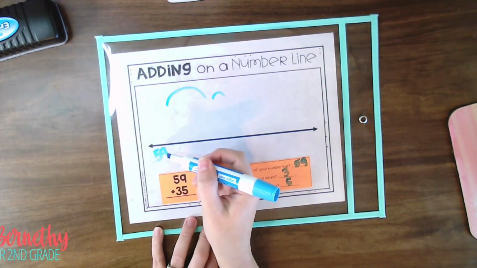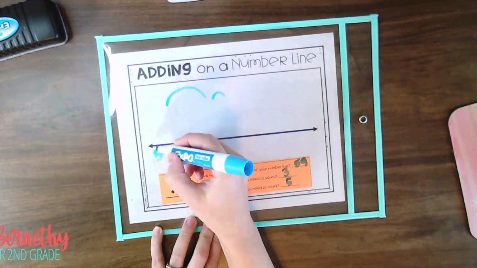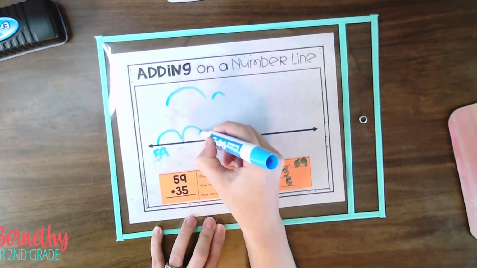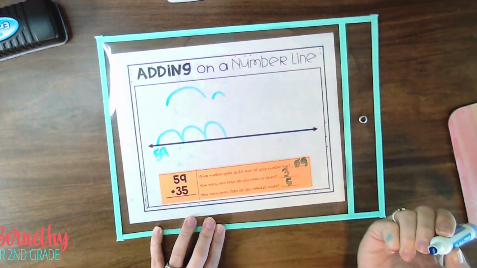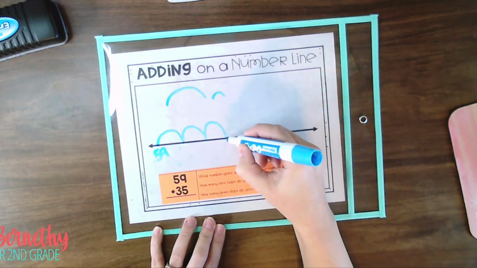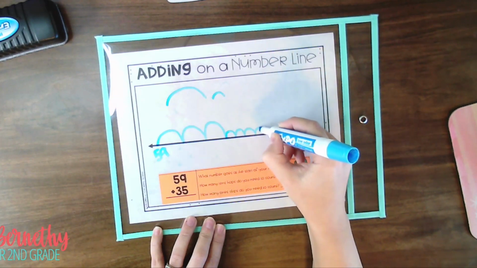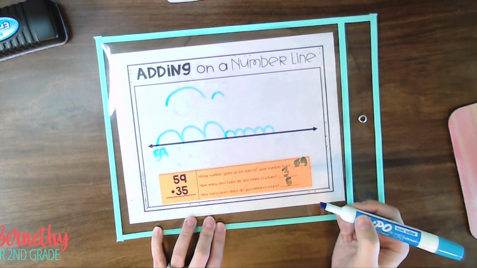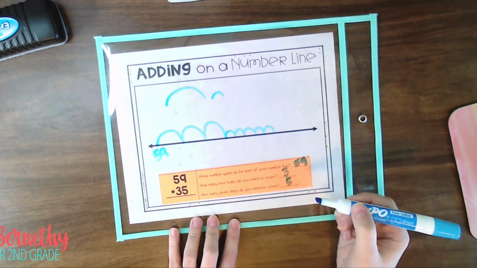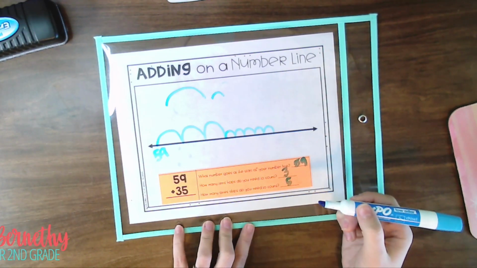So we started out with 59. They need 3 tens hops. 1, 2, 3. And they need 5 ones skips. 1, 2, 3, 4, 5. Now they can count and solve for the sum.